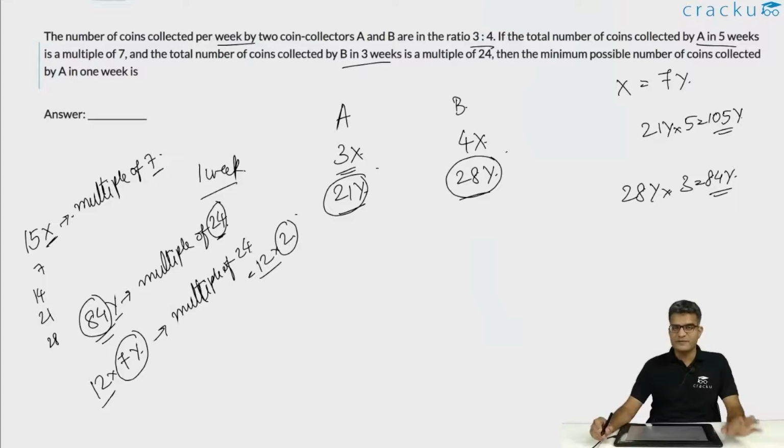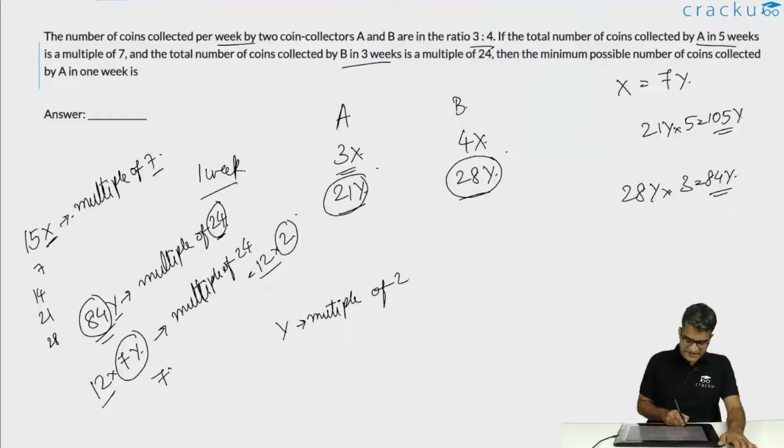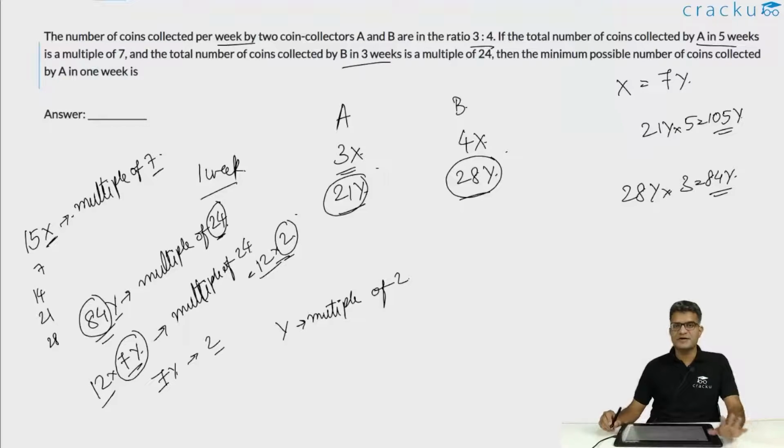Now for 7y to be a multiple of 2, y has to be a multiple of 2 because 7y is even. 7y is a multiple of 2 and there is no common factor between 7 and 2. So now we can imply that y has to be a multiple of 2. As long as you have common factors, remove those common factors. Now you are finding 7y and 2. So we are saying that y has to be a multiple of 2.